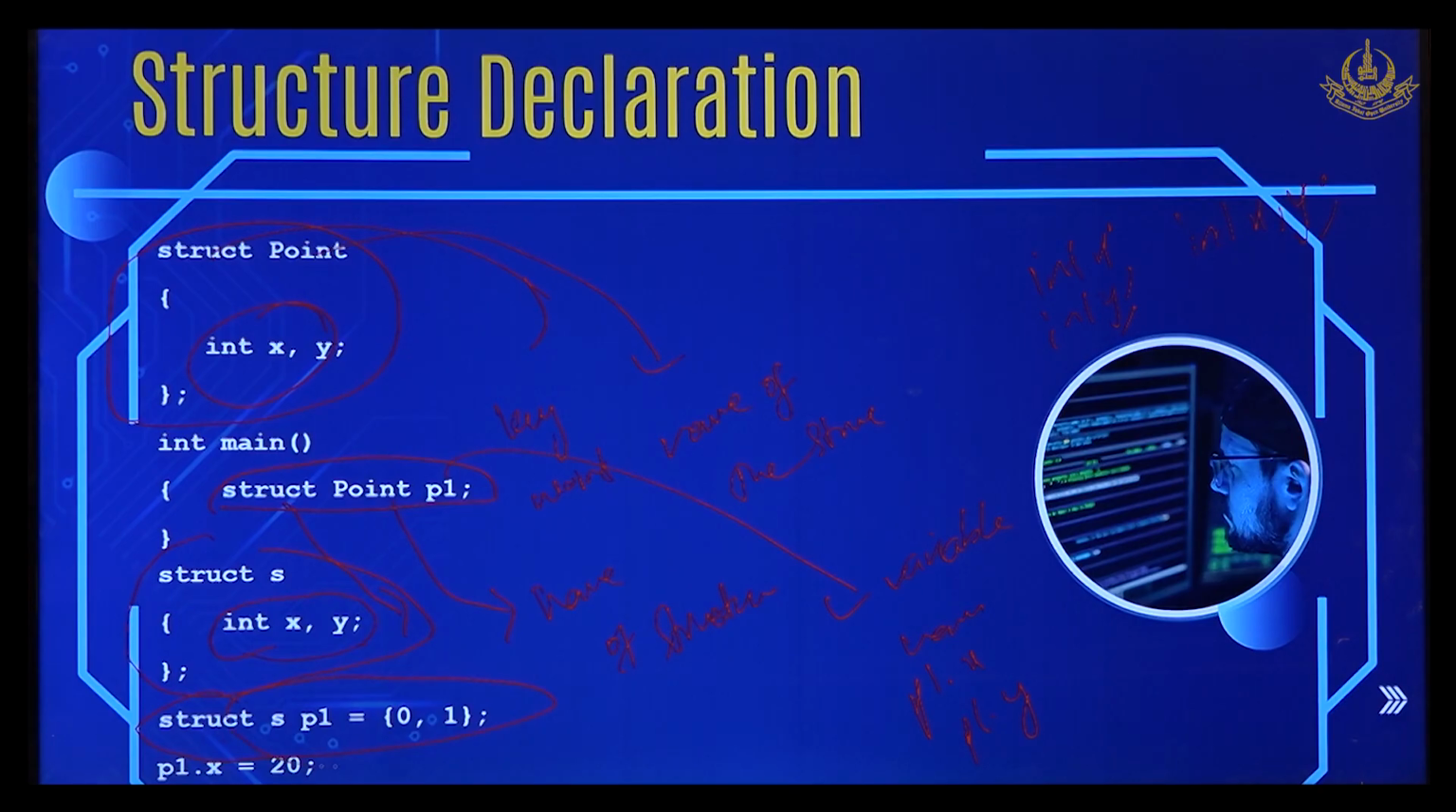By creating the variable of a structure, we use the struct keyword again, then we give the structure name and then give the variable name, and we have declared the values to be 0 and 1. So, whenever we print p1.x and p1.y, we would get 0 and 1.